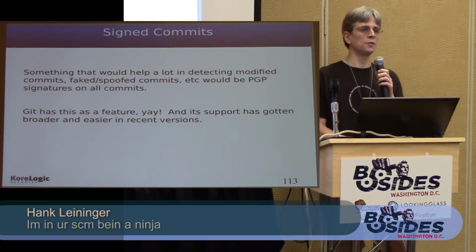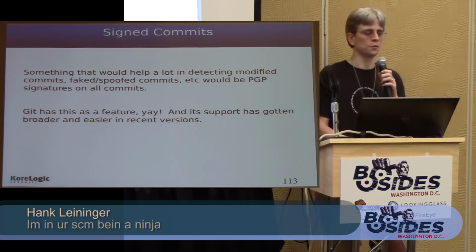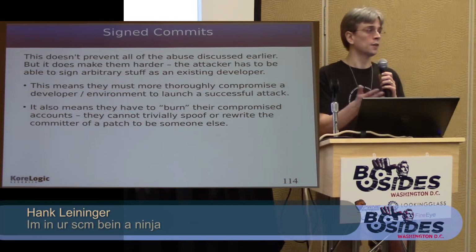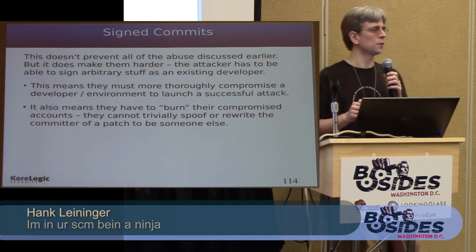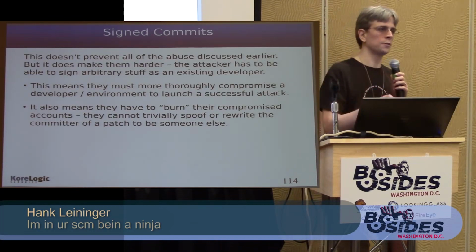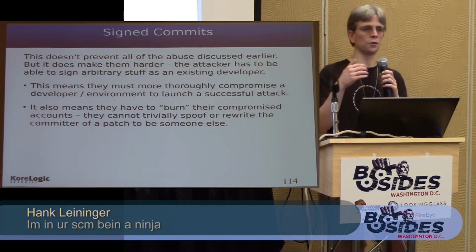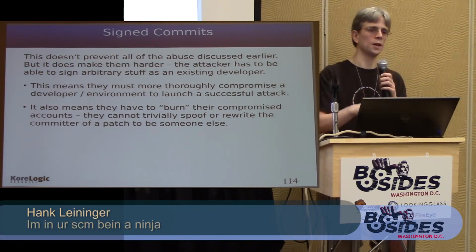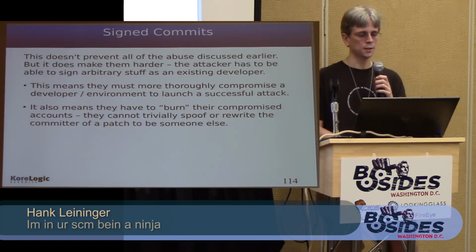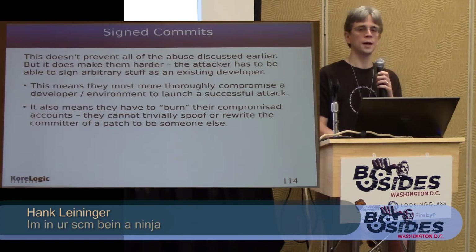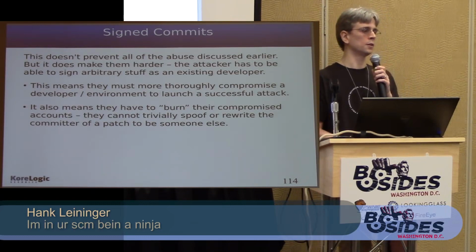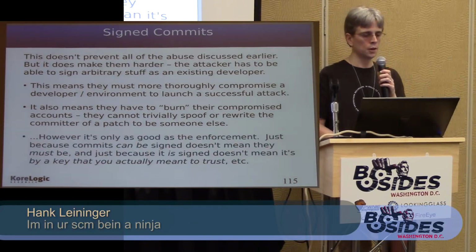So one thing that could help us is if all of your commit messages were signed, PGP signed and verified. Now, Git has that feature, which is great. This doesn't prevent everything, but it does raise the bar for the attacker. It's not enough to compromise the SSH account or the web interface. They have to actually compromise the developer thoroughly enough to get their PGP private key. And they have to burn the accounts. They can no longer lie about who it was that made a commit because the signature won't match that person.